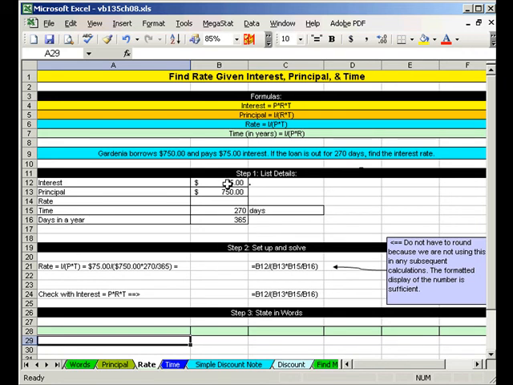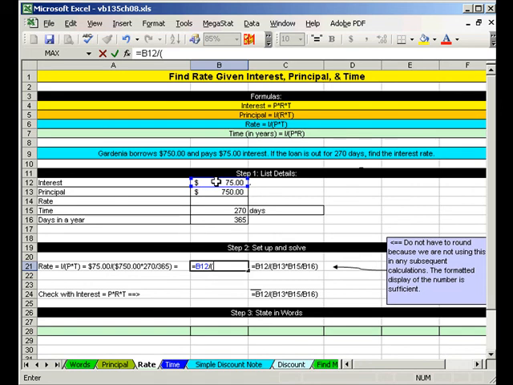All right, so we listed our variables and we're going to use 365 days. So this is exact interest. Let's go ahead and calculate our rate. Interest divided by principal times time. So I'm going to say equals the interest divided by an open parentheses, 750, the principal, times the time, 270, divided by 365, close parentheses. So there's that formula right there. Enter.